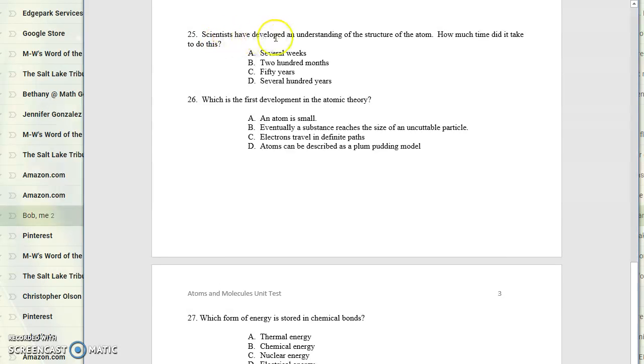25. Scientists have developed an understanding of the structure of the atom. How much time did it take to do this? A, several weeks. B, 200 months. C, 50 years. D, several hundred years.